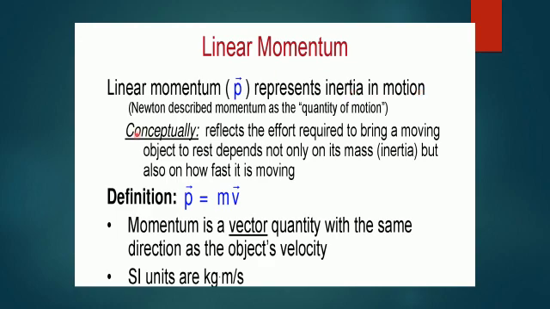Particularly, as I said earlier, it is going to represent the inertia in motion. And Sir Isaac Newton also described momentum as the quantity of motion. Only with the help of momentum can we talk about the motion of the object. To tell in simple words, it reflects that the effort required to bring a moving object to rest depends not only on its mass but also on how fast it is moving.